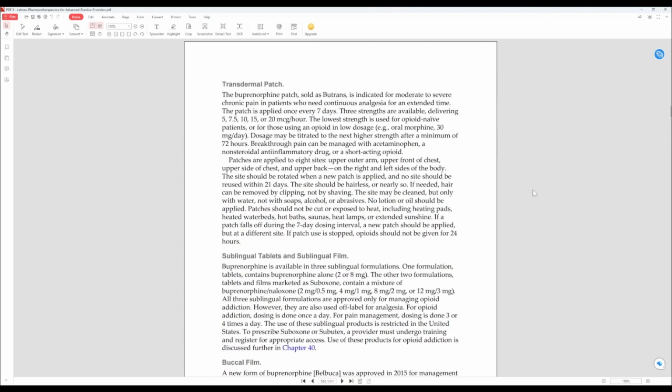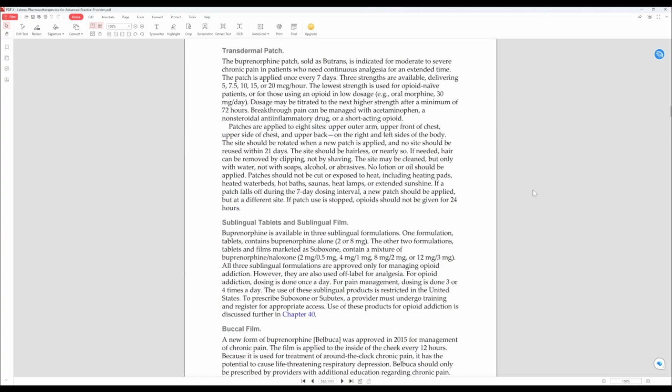So if you're talking about the transdermal patch, it is indicated for moderate to severe chronic pain in patients who need continuous analgesia for an extended time. The patch is applied once every 7 days. It has several different dosing. Again, the low strength is used for opioid naive patients or for those using an opioid in a low dosage. Dosage may be titrated to a higher strength after a minimum of 72 hours. And breakthrough pain can be managed with Tylenol and a nonsteroidal anti-inflammatory drug, or a short-acting opioid.